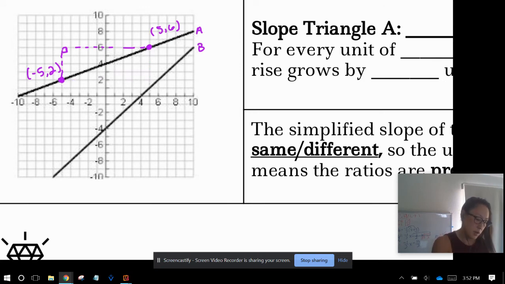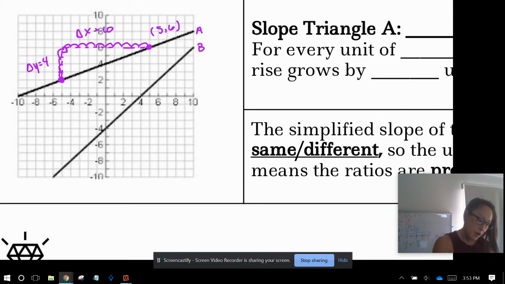Okay, I'll do the slope triangle from above, which gives me 1, 2, 3, 4. So the change in y is equal to 4. And 1, 2, 3, 4, 5, 6, 7, 8, 9, 10. The change in x is equal to 10.